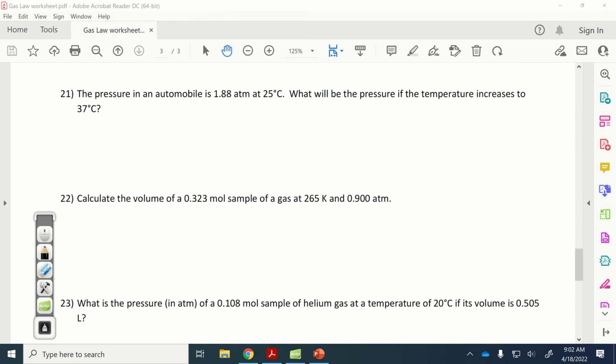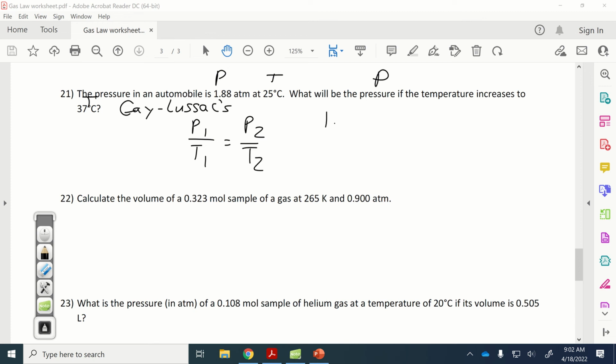The pressure in an automobile is 1.88 atm at 25 degrees Celsius. What will be the pressure if the temperature increases to 37 degrees Celsius? So you can see pressure, temperature, pressure, temperature. This is Gay-Lussac's law. And so this would be P1 over T1 equals P2 over T2.